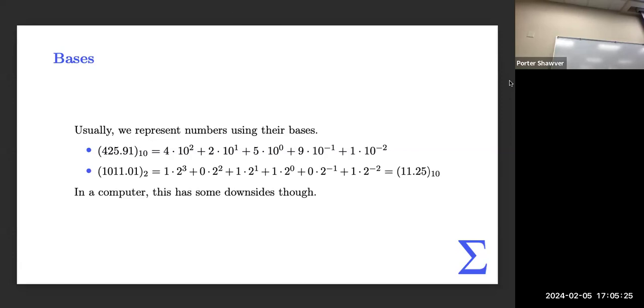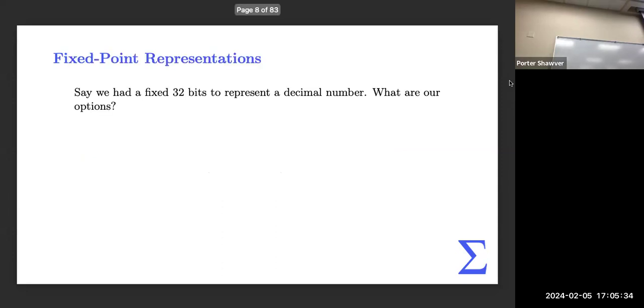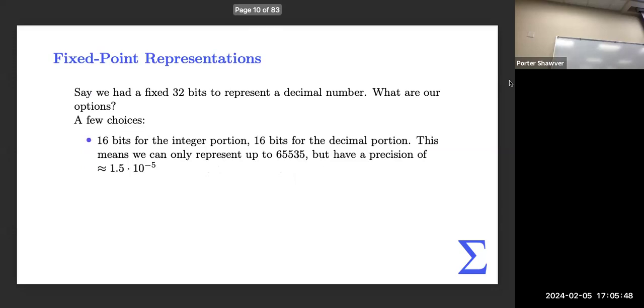So in a computer, though, we have some downsides if we wanted to represent our numbers using this approach. Usually this is called a fixed point or a decimal representation of a number. So say we had just 32 bits to represent a number, because that's usually the size of an int that you work with in a computer. That's what we're going to represent our decimals in as well. We have a few different options. One, we could do 16 bits for the interior portion. So we decide that the first 16 bits are going to be positive powers of 10, and the next 16 bits are going to be negative powers of 10.